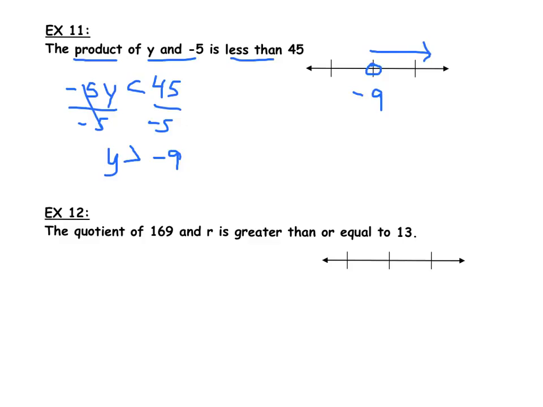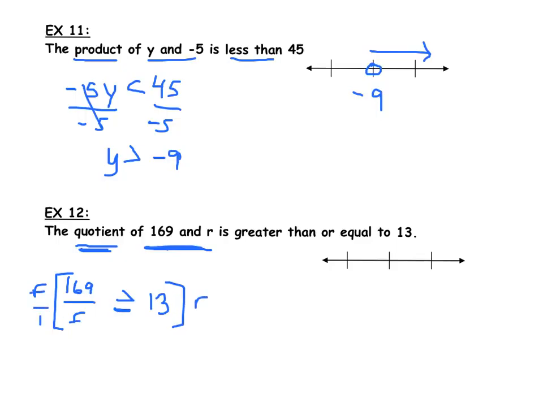All right, last problem. The quotient of 169 and r. Quotient means we're going to divide, and we have to divide in this order. So we're going to take 169 divided by r is greater than or equal to 13. Now I have to multiply both sides by r. The r cancels and I get 169 is greater than or equal to 13r. And now I have to divide by 13. So 169 divided by 13, I believe, is 13. So I have an r on the right, and then I have a symbol.